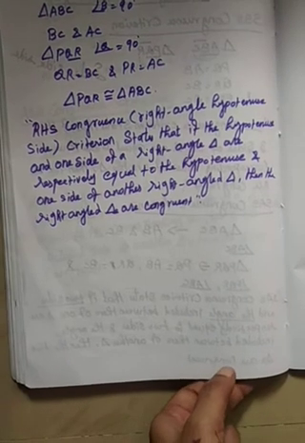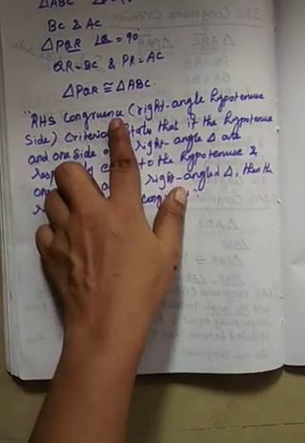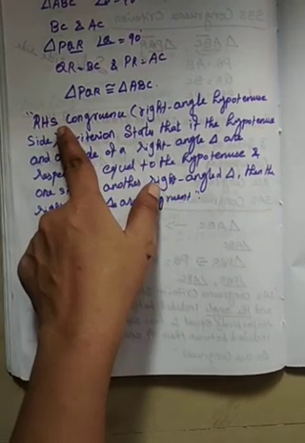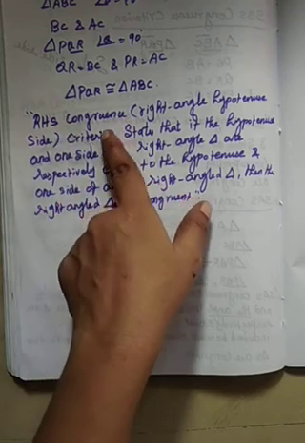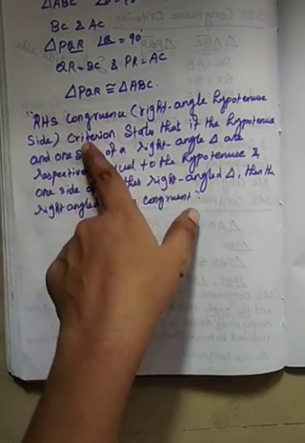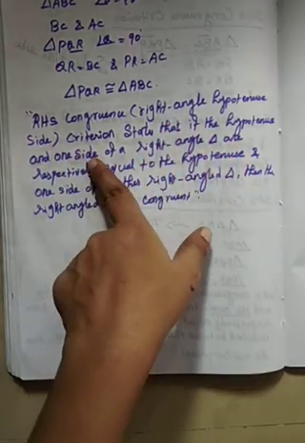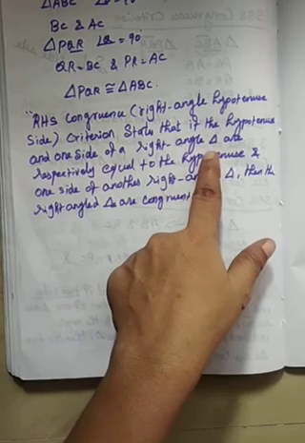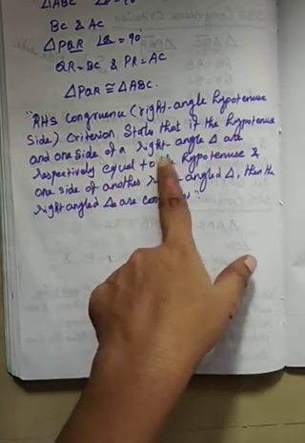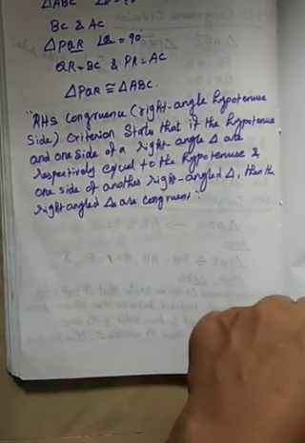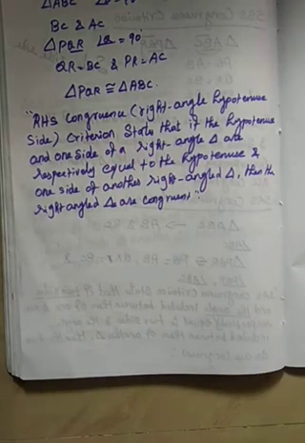Simply we can say this definition, RHS congruence. R means right angle, H means hypotenuse, S means side. RHS congruence criterion states that if the hypotenuse and one side of a right angle triangle are respectively equal to the hypotenuse and one side of another right angle triangle, then the right angle triangles are congruent. Everybody clear? Okay.